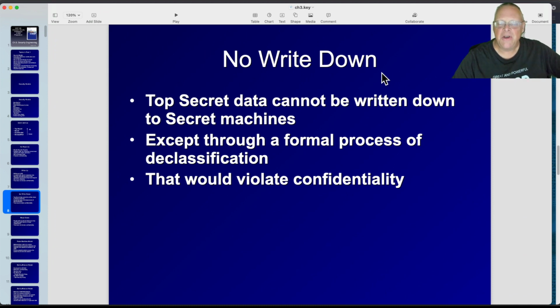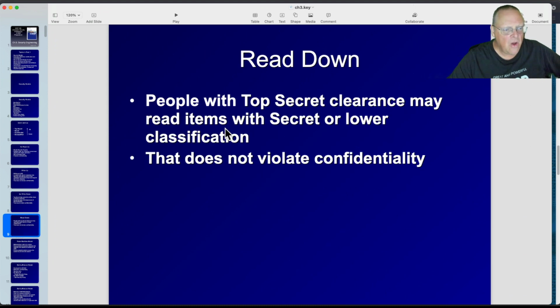So this all seems extremely obvious, extremely simple, and that's why it was the first formal security model. They said, well, this is what you mean by security, keeping the secrets secret. And that means no read up and no write down. And it seemed like that would be enough to make a secure system, but that turned out not to be true. All right, so people with top secret clearance can read anything lower. Read down is okay, but not read up.